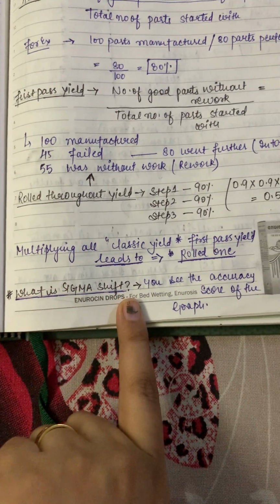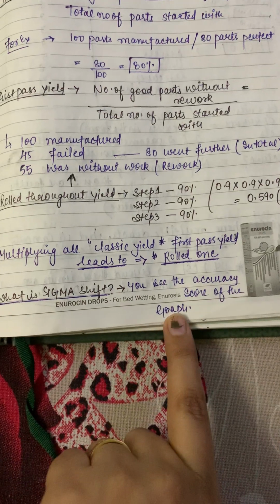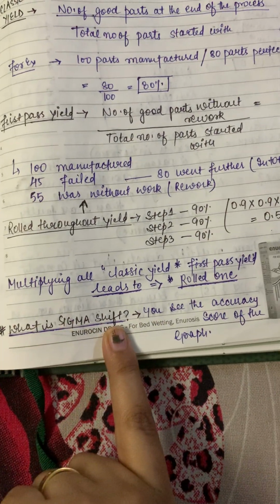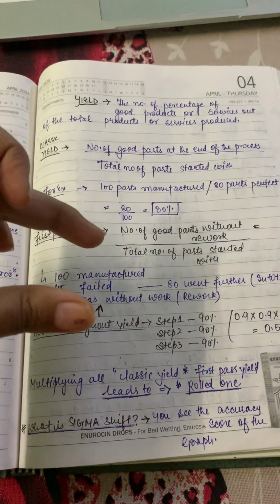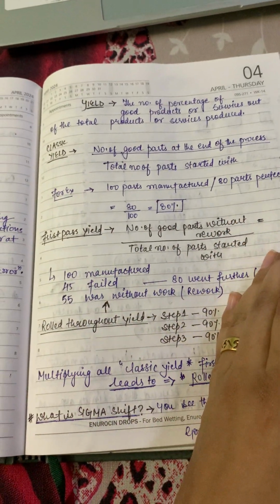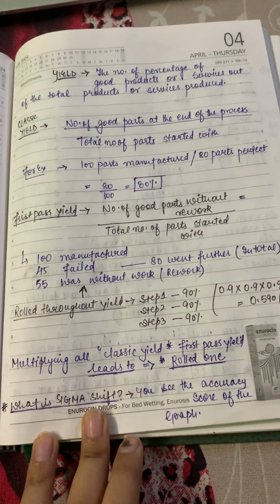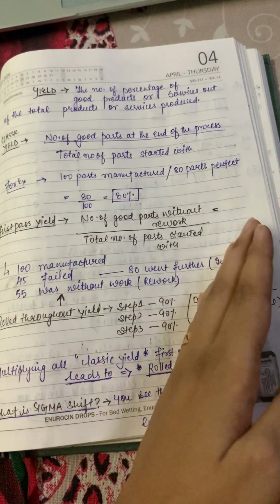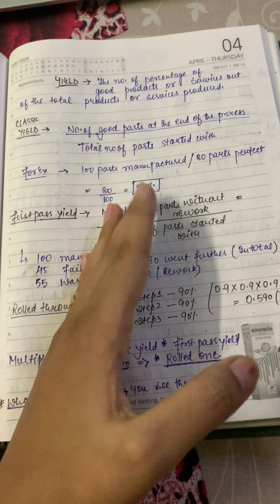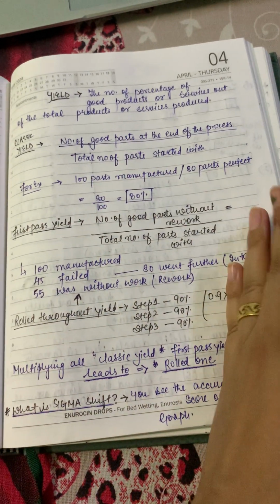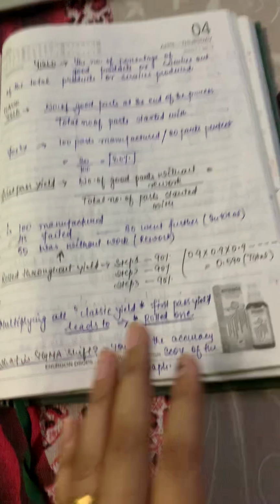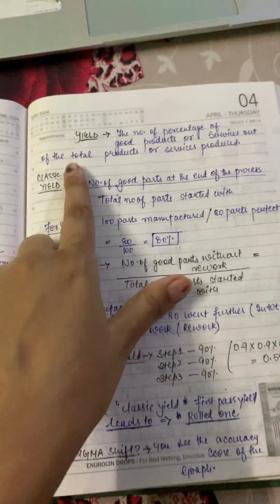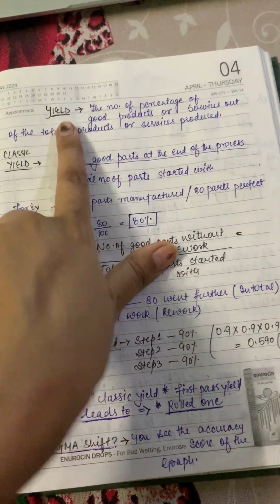What is sigma shift? You see the accuracy score of the graph. Sigma shift is when you got some response, and initially it was something else. This is a terminology which means that initially the sigma value was something else, and now the sigma value has improved or increased. So that means there is a sigma shift. Just the concept. I hope you are sure about the yield part.